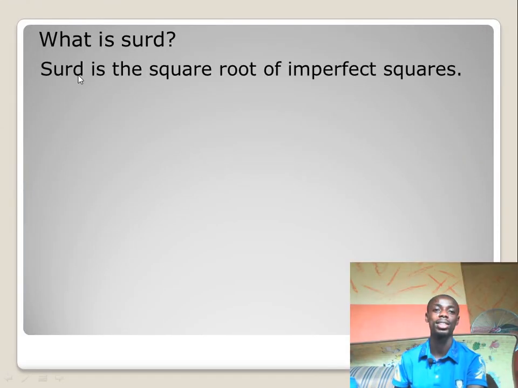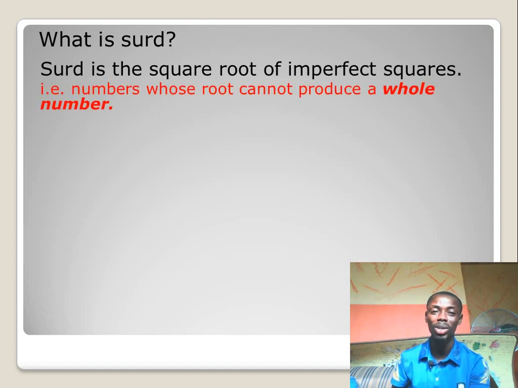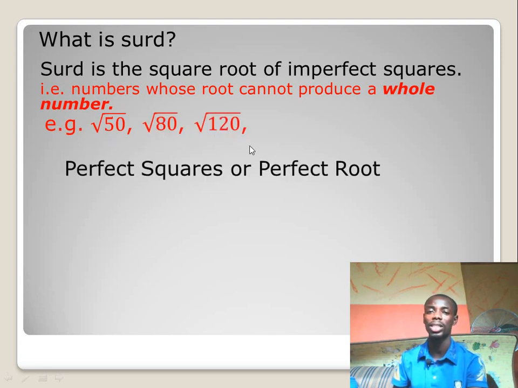Alright, what is surd? Surd is the square root of imperfect squares. What are imperfect squares? Imperfect squares are numbers that do not have a perfect root. Like there is no whole number you can multiply with itself that will produce those numbers. So those sets of numbers are imperfect squares. When you look for their square root, their square root is always in surd form. Numbers whose roots cannot produce a whole number are called imperfect squares, e.g. root 50, root 80, root 120, and so on.